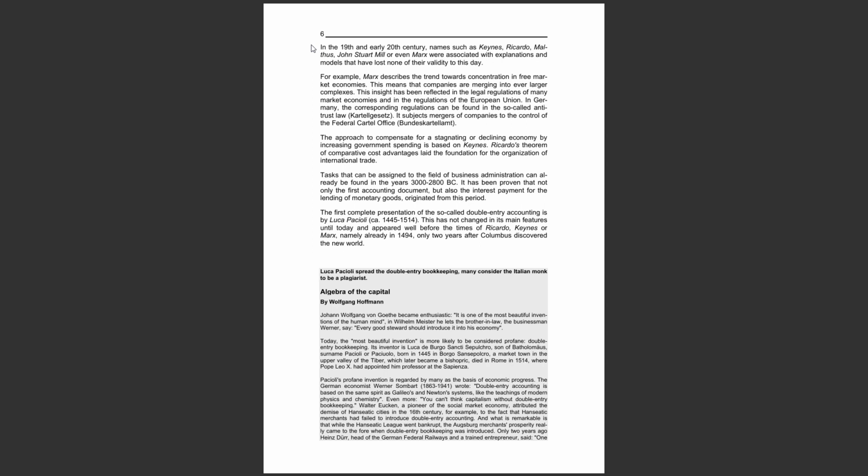In the 19th and 20th centuries, names such as Keynes, Ricardo, Malthus, John Stuart Mill, or Karl Marx were associated with explanations and models that have lost none of their validity to this day. For example, Marx describes the trend towards concentration in free market economies. This means that companies are merging into ever larger complexes. This has been reflected in the legal regulation of many market economies and in the regulation of the European Union. In Germany, the corresponding regulation can be found in the so-called antitrust law.